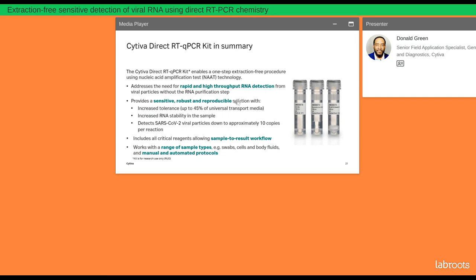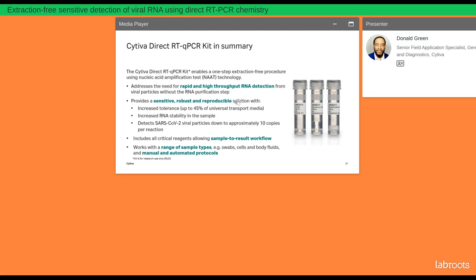reproducible solution with highlighted information such as increased tolerance of up to 45% of the universal transport media, increased RNA stability within the sample, and again, we specifically developed this kit out of the need for COVID-19. And we can show pretty successfully that we can detect COVID-19 particles down to approximately 10 copies per reaction.